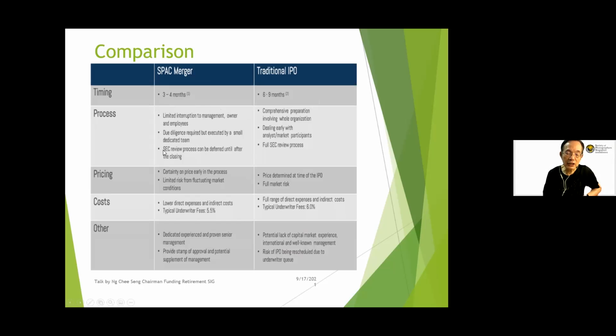So for the exchange that you're listing on, for example a US exchange, the review process can be deferred until after the closing. Okay? So the preparation work or the review process can sometimes be delayed. So in that sense, you don't need to meet a lot of deadlines.